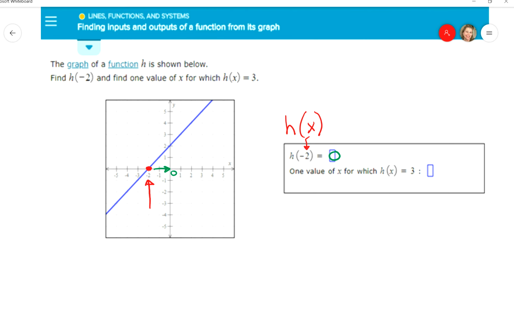But on the second part it says one value of x for which h of x equals 3. So now we're given the y coordinate and we're being asked to find the x. So let me erase this so I don't have so much stuff written on top here. But this time, this is the y coordinate and we're looking for the x.